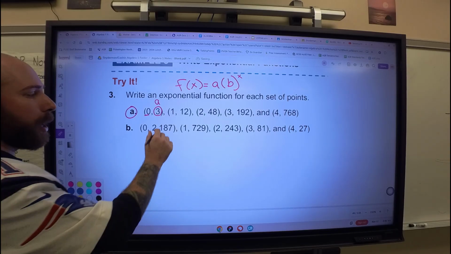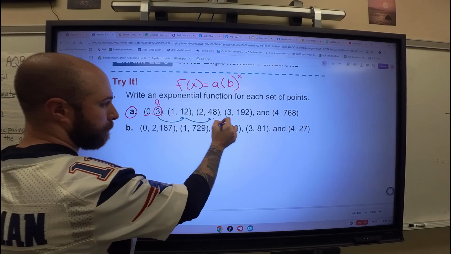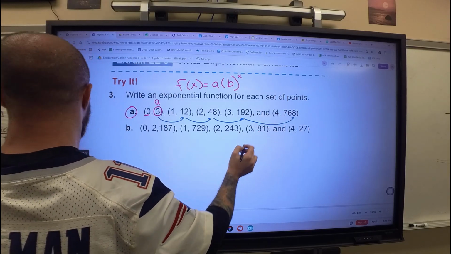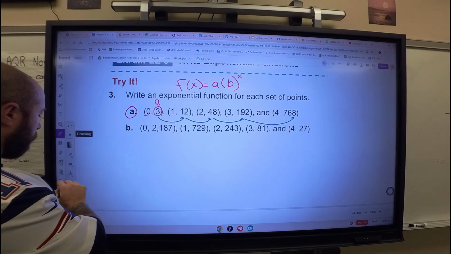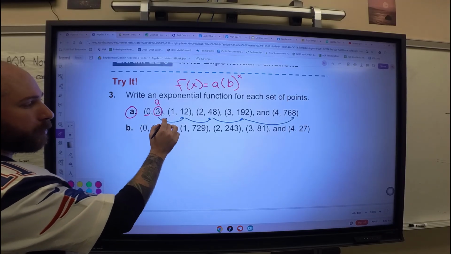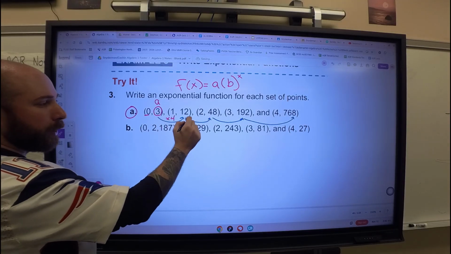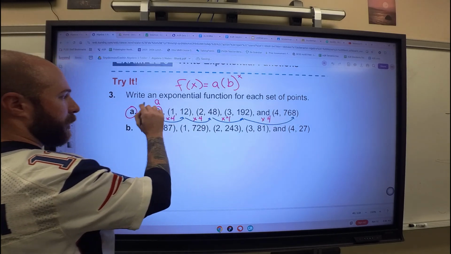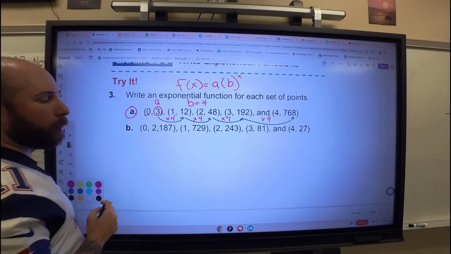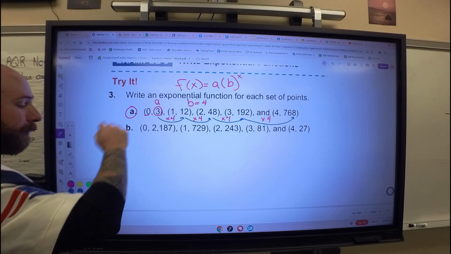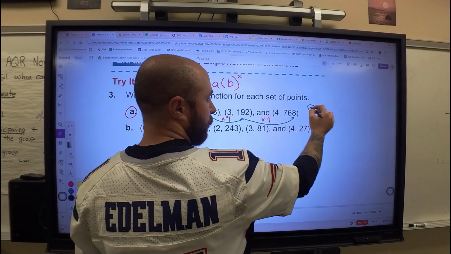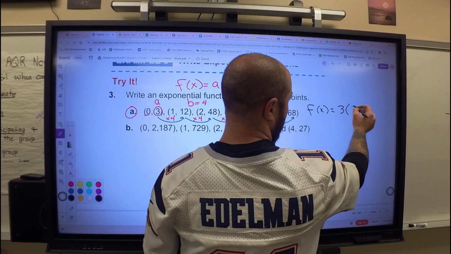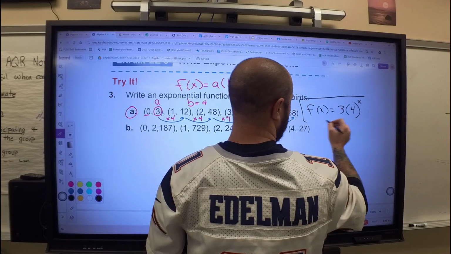Now, we look for how do my y values change. So how do my y values change? What do I have to multiply by? So to get from 3 to 12, I multiply by 4. 12 to 48, multiply by 4, right? So that is going to be our b. b is going to be positive 4. So we have our a of 3, we have our b of 4. So we can say our function, f of x, is equal to a, 3, times b, which is 4, to the x.